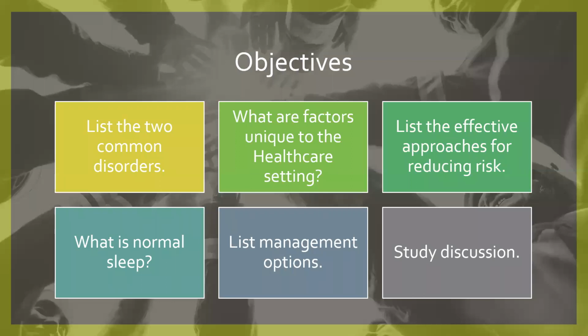So what are the objectives we're going to look at here today? What I'd like to discuss is basically two common sleep disorders that I've identified when looking through the literature at this particular topic, discussing the factors unique to the healthcare setting because it is quite unique in several different ways, listing the effective approaches for reducing risk, looking at what normal sleep is. Most people have an idea of what it is, but there are many different ways to look at that, listing management options, and finally some study discussion.